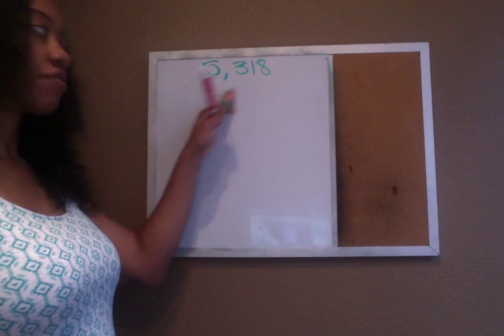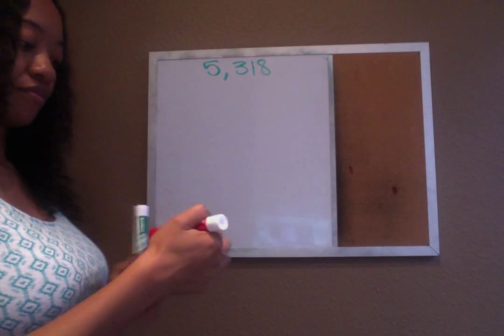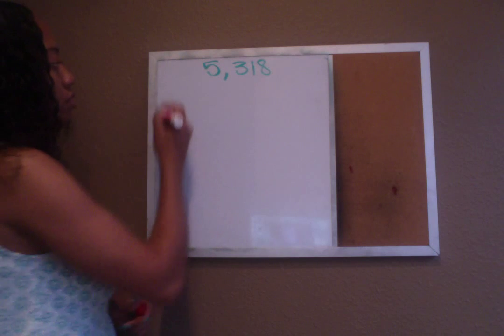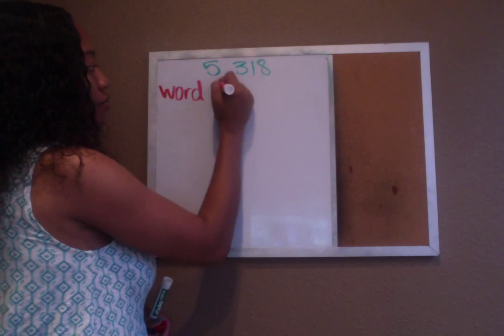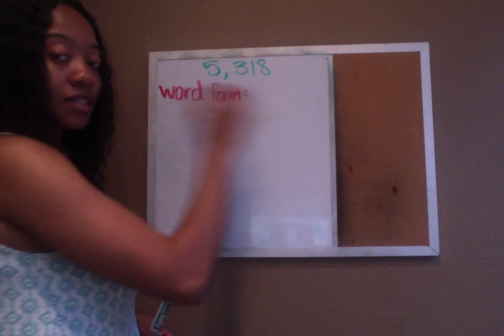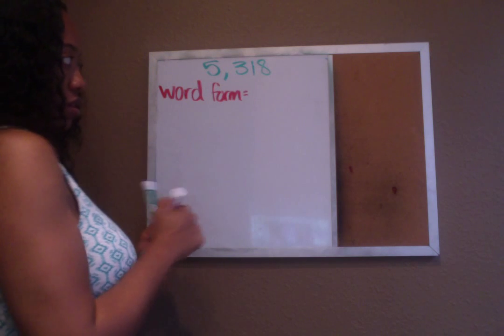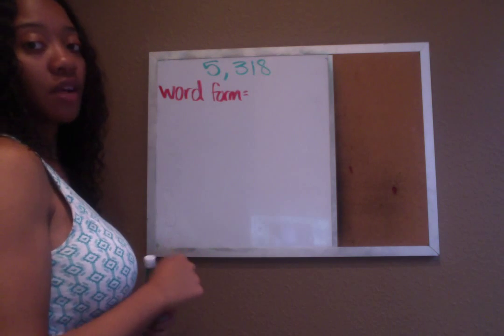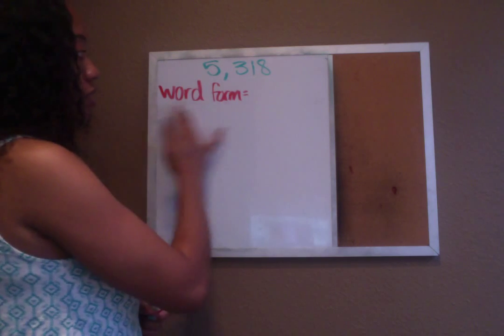And when you're reading off the word like that, what you're actually doing is you're saying the word form. So the first thing we're going to mess around with is word form. Word form is when you write down what you're saying when you say this number. Except when you write it down, you're not going to write down the number. You're going to write down the words, hence word form.